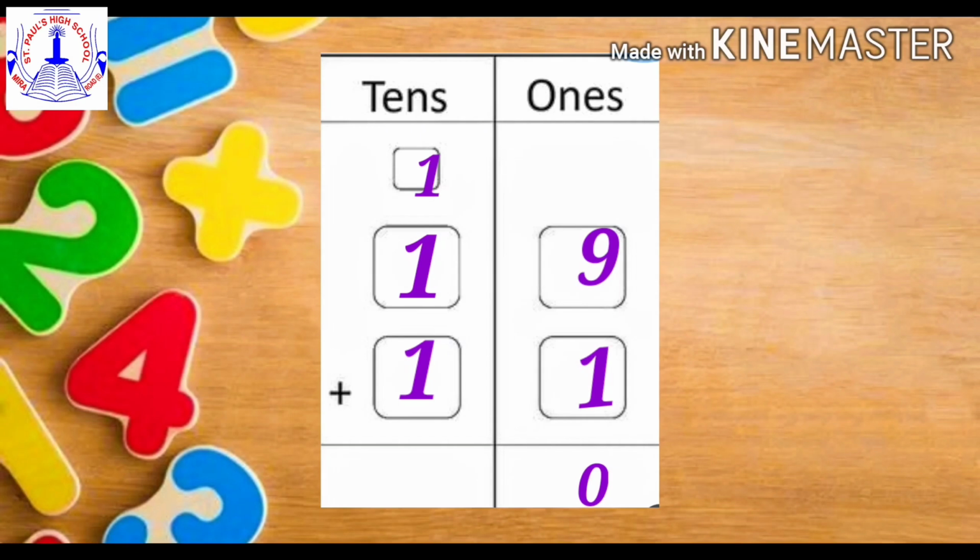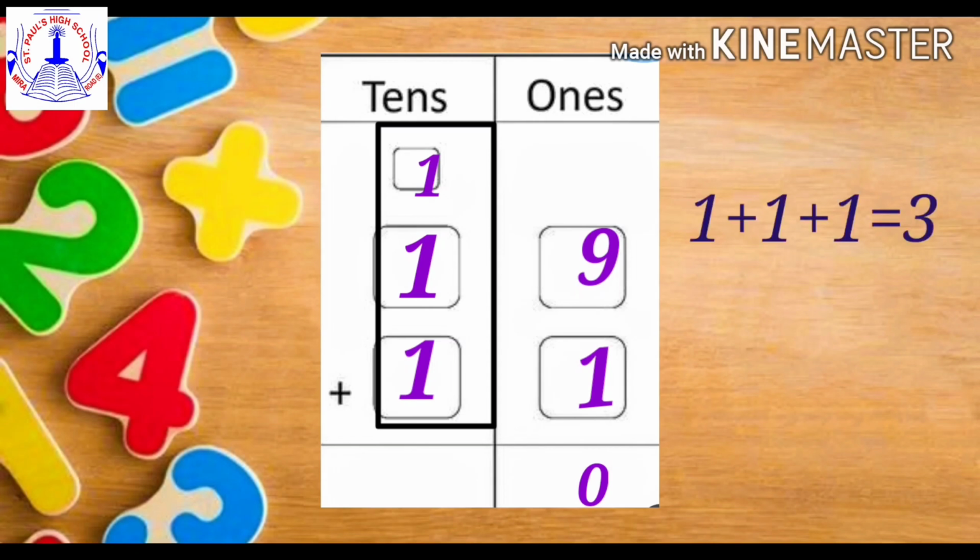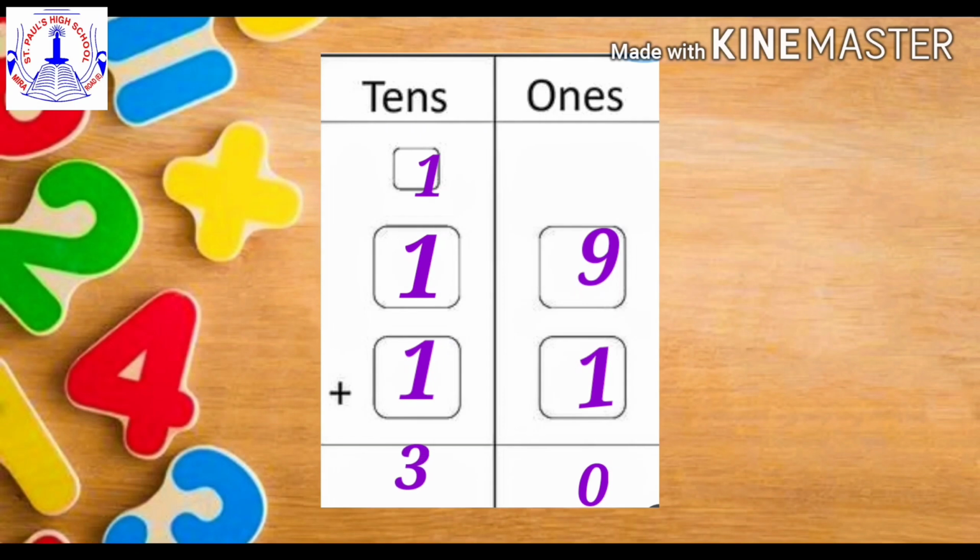Now similarly we need to add the tens place. Yes or no? Yes. So 1 plus 1 is 2 and 2 plus 1 is 3. So the addition of 1 plus 1 plus 1 gives you 3. So 19 plus 11 gives you 30. Did you understand how we did this addition of carrying over, the first sum?